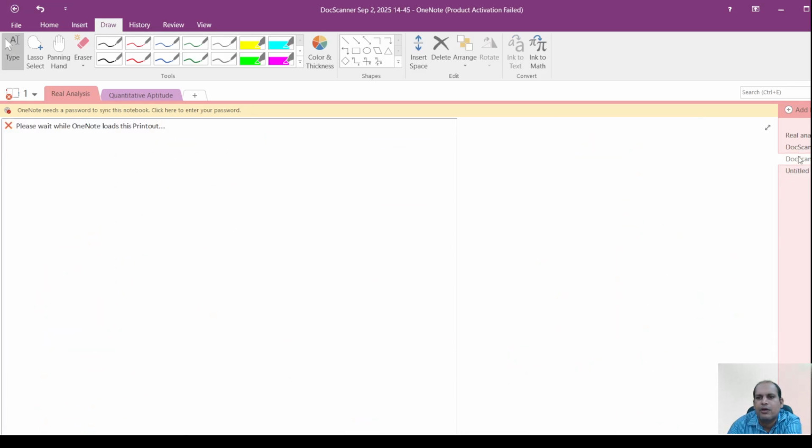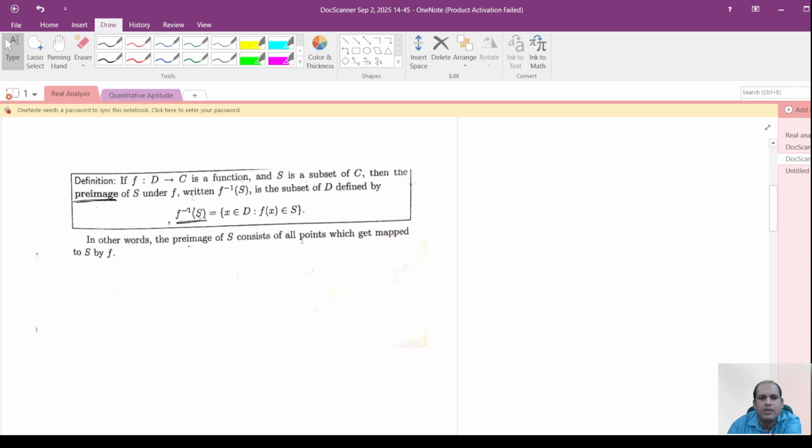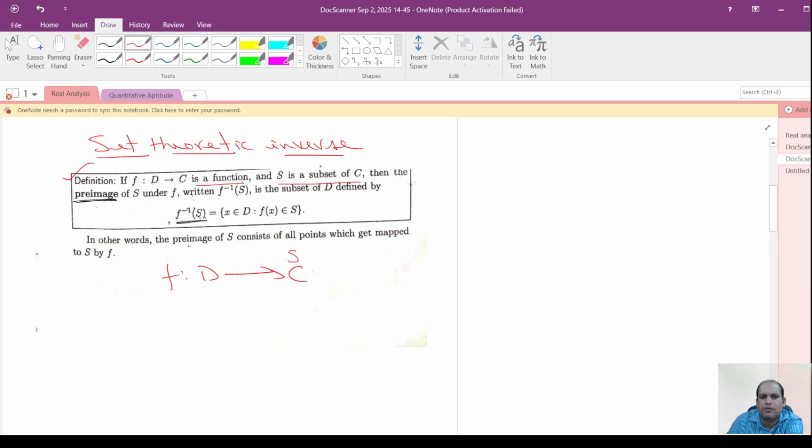Now the next topic is the concept of set theoretic inverse, or preimage, which we will use at several places. This is the definition here. Suppose f is a mapping from D to C, where D and C are some sets, f is a mapping function, and S is a subset of C.